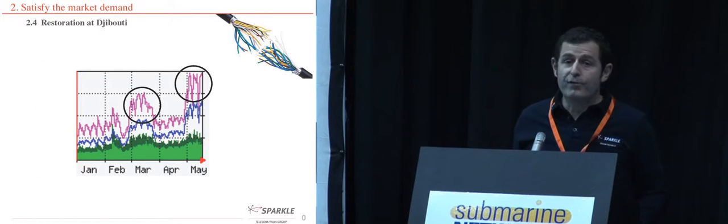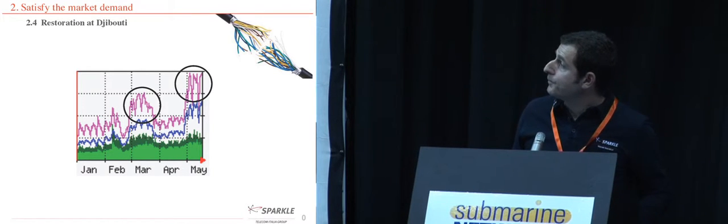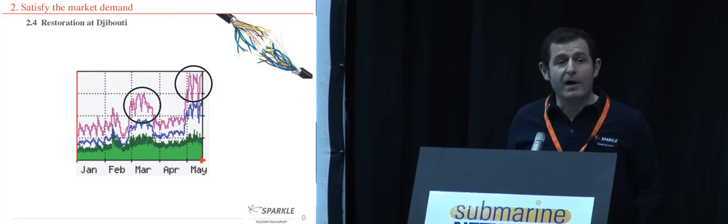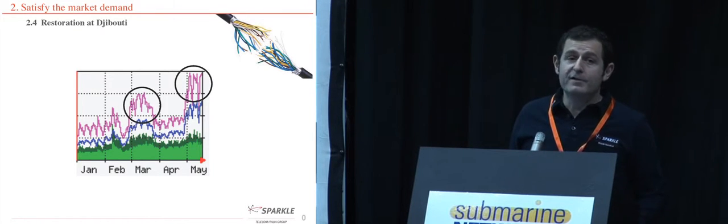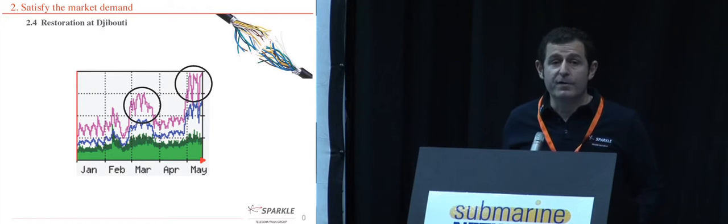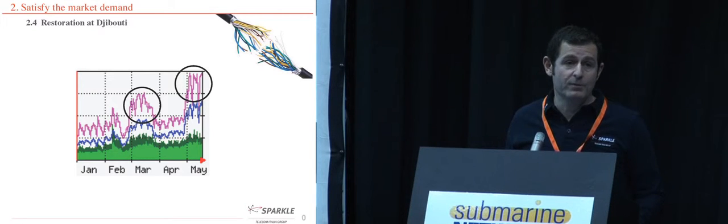Let's see the example of our IP POP in Djibouti. You see the graph that shows the IP consumption during the last months. Despite the first alerts in February and March, we have restored even more capacity during the May event, demonstrating that there is again a need for more diversity on the cable.